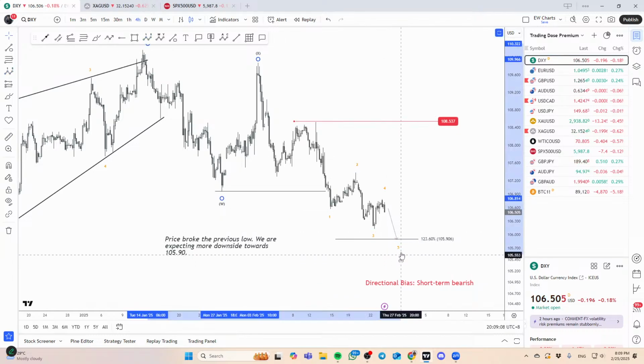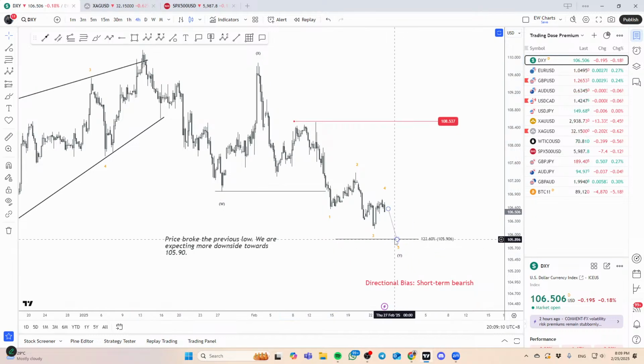So if that's going to be the case, then of course short term here can see a little bit more downside towards 105.90. If that's going to be the case, then that will be a key area to potentially look for the U-turn on dollar. Okay, but for now, there's still a little bit more downside.